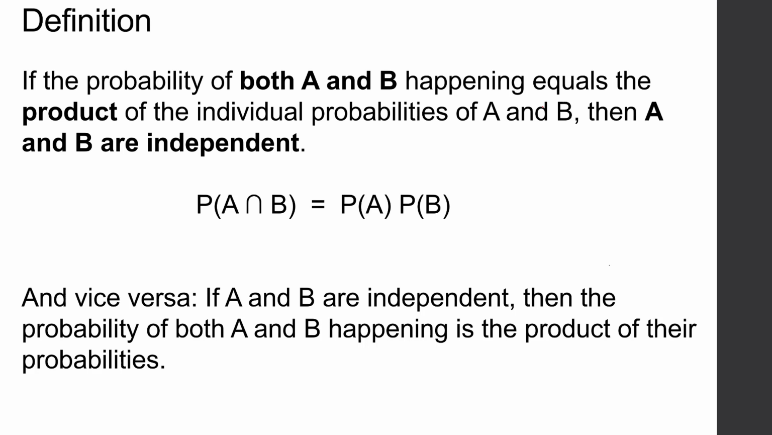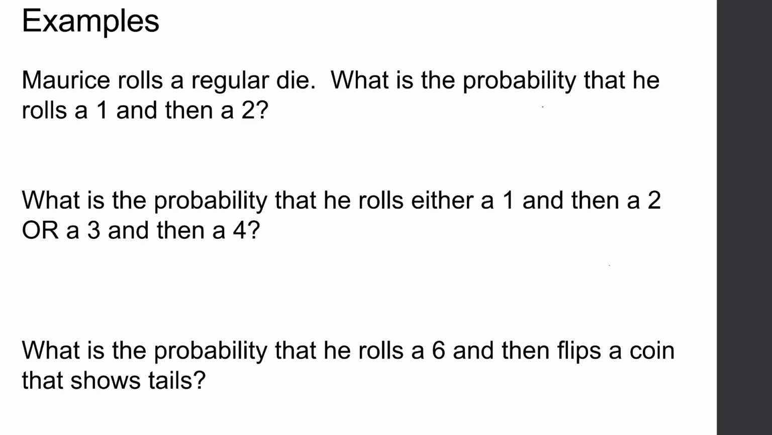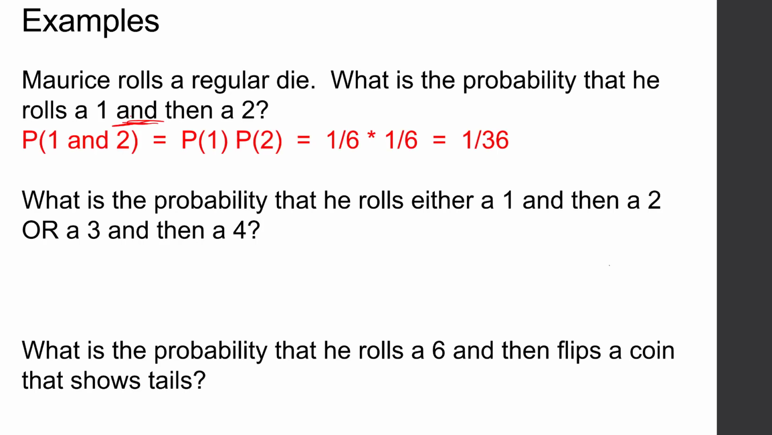So if A and B are independent, then we automatically know the probability of both A and B happening is the product of their probabilities. So it works vice versa. All right, so Maurice rolls a regular die. What's the probability he rolls a 1 and then a 2? Notice the word and, that means we're computing an intersection. So a 1 and a 2, since the dice rolls are considered independent, is the probability of a 1 times the probability of a 2, which is 1/6 times 1/6, otherwise known as 1/36. All right, let's try another one.